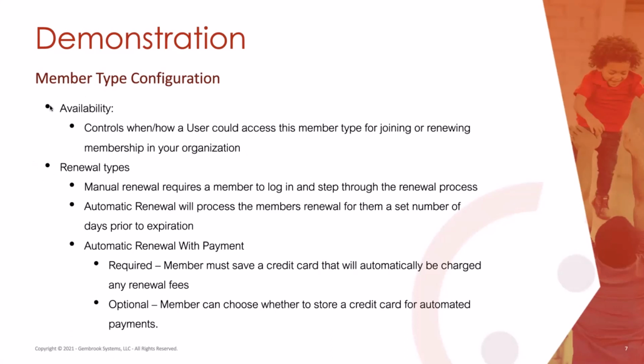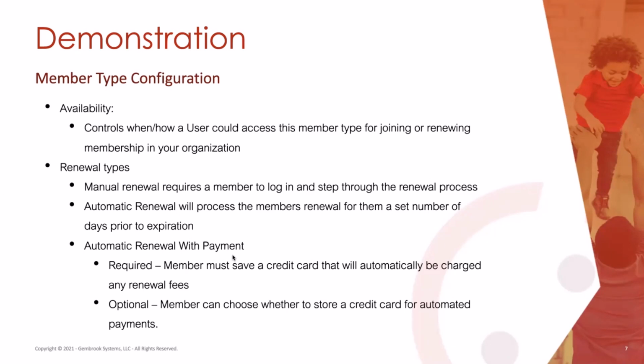So similar to availability, this is what it takes for a member of that type to renew, whether that's a manual process or automatic. And when we're talking about renewal types, we're going to talk about our other big change to the way membership types work. We're going to talk about automatic renewals with payments. This is something we've had for many, many years, is the ability for memberships to be renewed automatically and for a payment to be charged automatically as well.